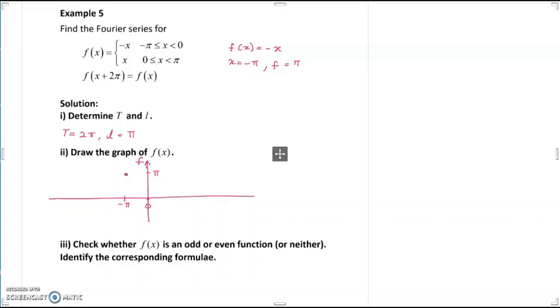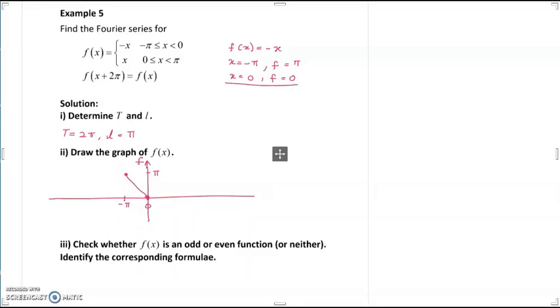And then on the right interval, x equal to 0, then the f would be negative x, so negative 0, so f equals 0, so f is 0 at the origin. Okay, so we have two nodes here, so we just connect these two. Okay, that's for the first interval.